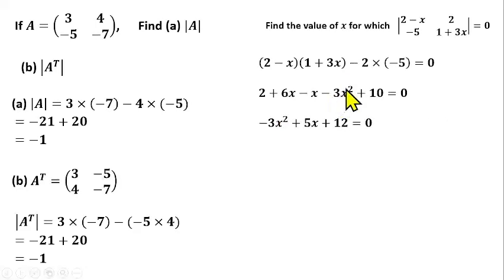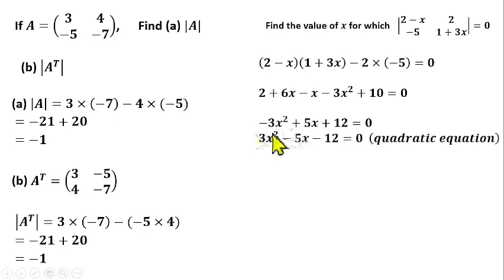So that will give us a minus 3x squared, then 6x minus x will give us a 5x, 2 plus 10 will give us a 12 equals to 0. Then I can multiply through by minus to eliminate this minus here. So if I multiply through by minus, this times minus will give us a plus 3x squared. Multiply this one by minus, we have minus 5x. Multiply this one by minus, we have minus 12 equals to 0.